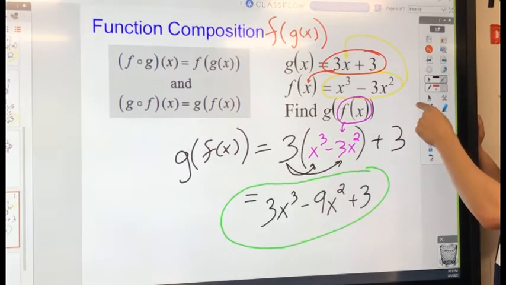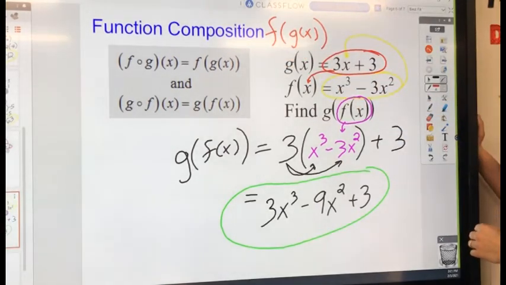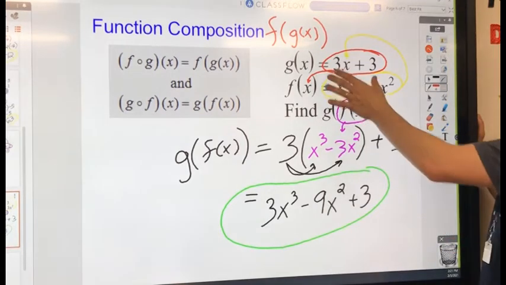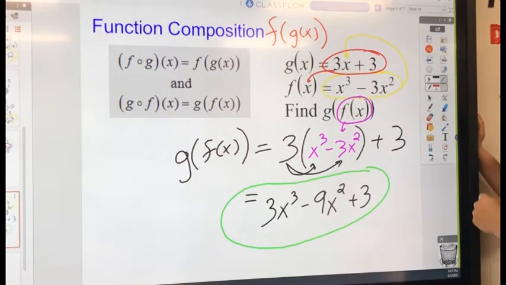I'm trying to find g of f of x. Anybody help them out? G of f. Yes. He's already told me you're going to replace the x value of g with the function f of x, which is 3x plus 3. You put that into g of f of x, right?